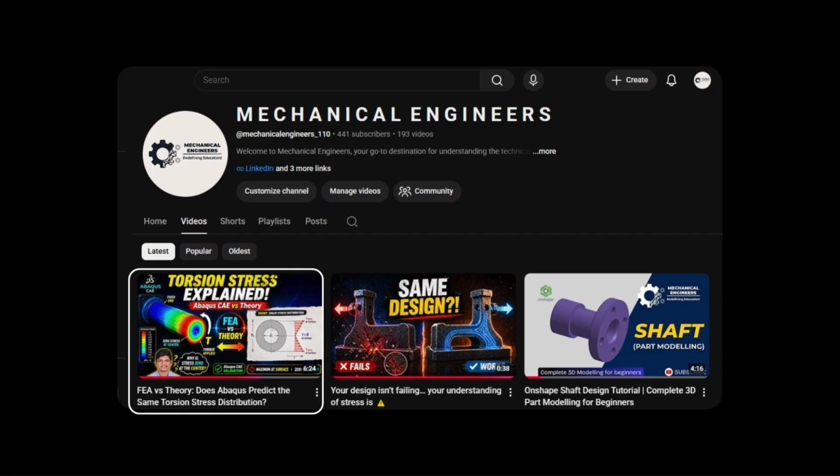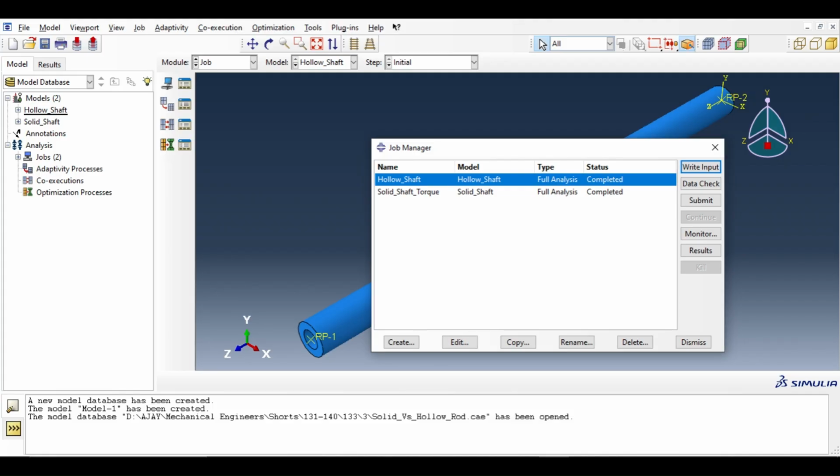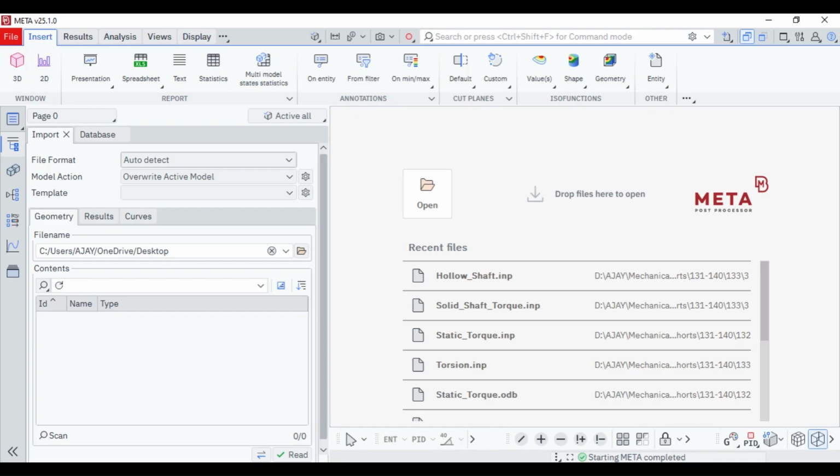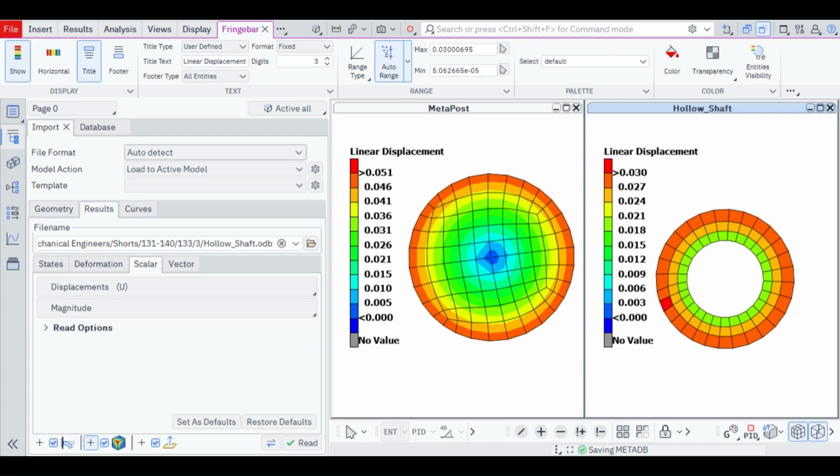I will follow the same steps that we performed in the previous video to create both the static torque models and run the simulations. So now we have the results for two iterations, one with the solid rod and the other with the hollow rod. Note that both have the same mass. I will use the Meta post-processor for comparing the results. We will measure the angular displacement of both the results.